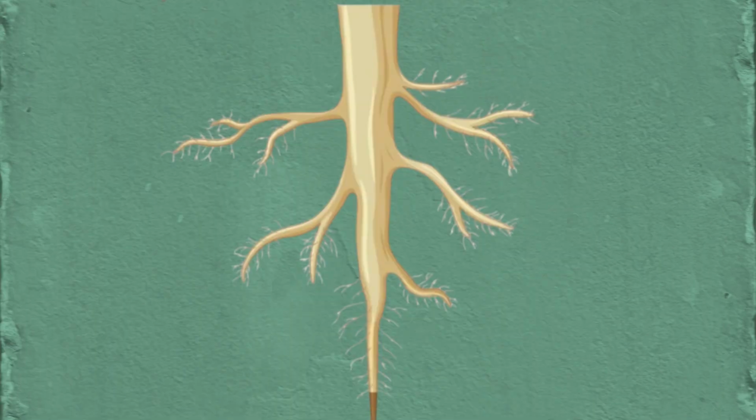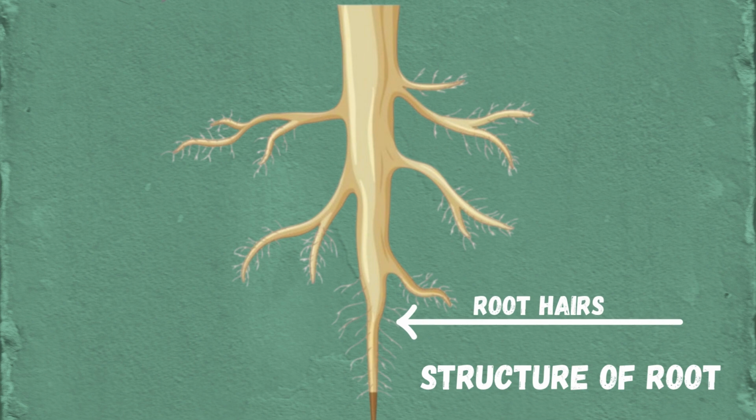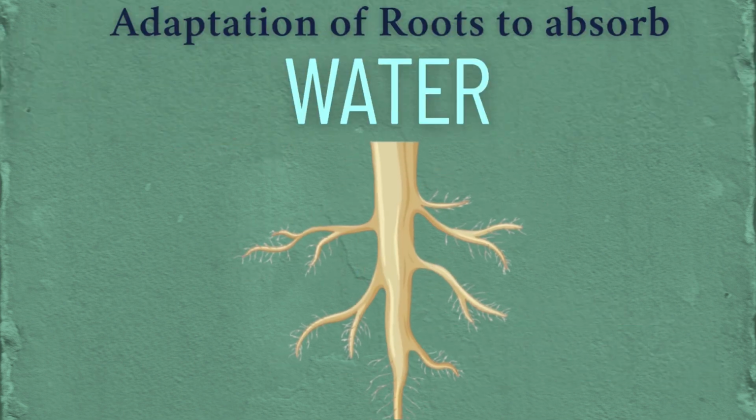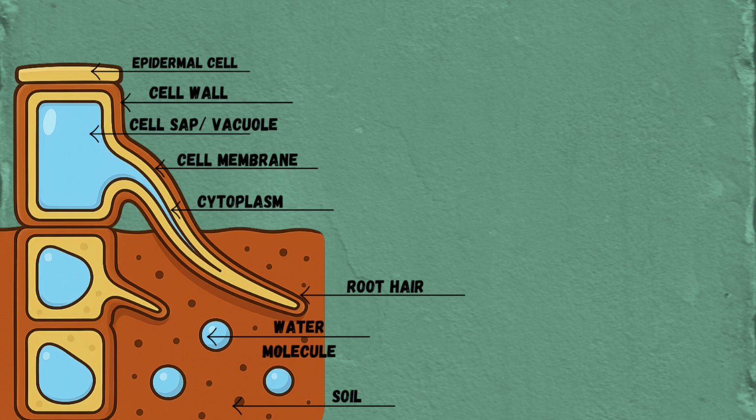As you can see, this is the structure of a root and these are the root hairs. Let's first learn about how the roots adapt themselves to absorb water and minerals from the soil. If we zoom in, you can see the structure of a root hair. The root hair is unicellular, which facilitates a faster absorption of water.